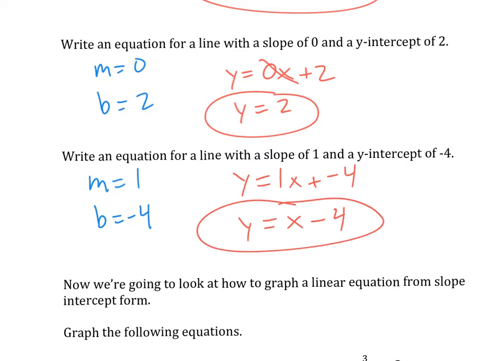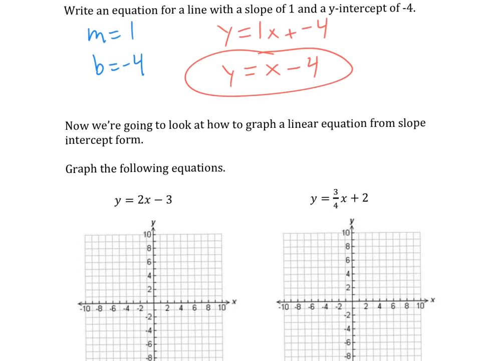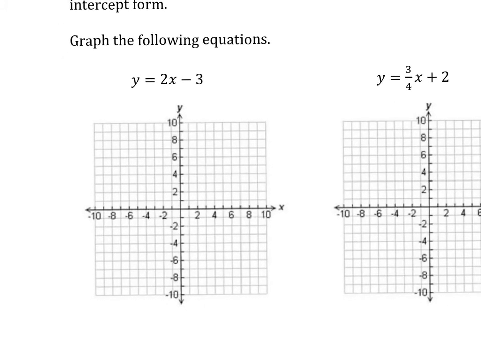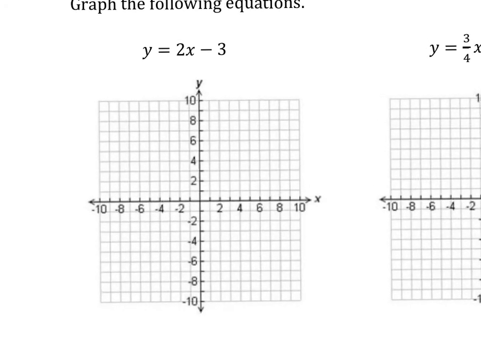Now that we know a little bit about the different parts of our linear equation, the slope and the y-intercept, we are going to look at graphing linear equations from slope-intercept form. If we want to graph the following equations, let's look at this first example. We have y equals 2x minus 3. We can identify our slope is going to be 2, and our y-intercept is equal to -3.